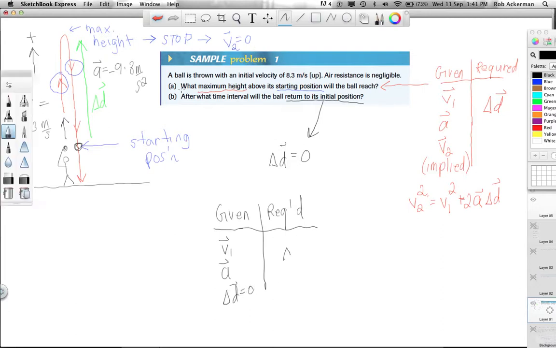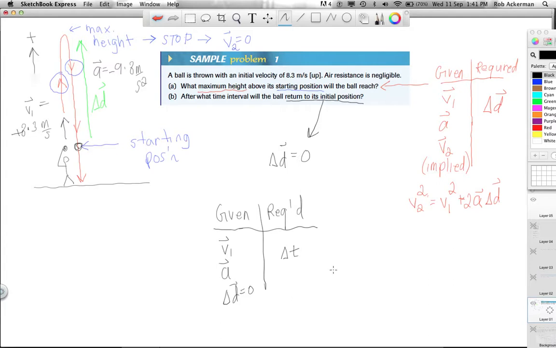And what do they require you to find? They want you to find the time. So we're going to put in, on this side, delta T. And now we're going to look for an equation that contains all of this information. And at this point, I'm going to leave it to you to go look up your list of kinematic equations, find an equation that contains these and only these, and solve for it.